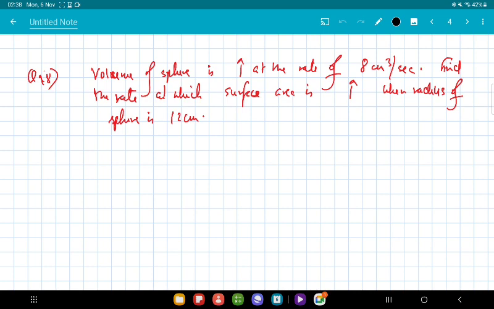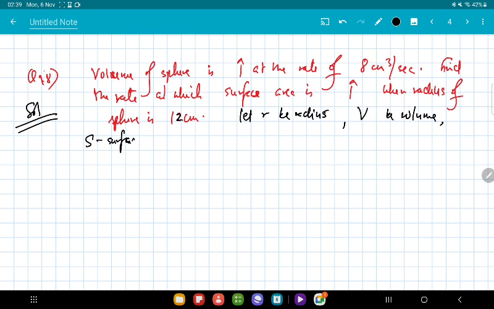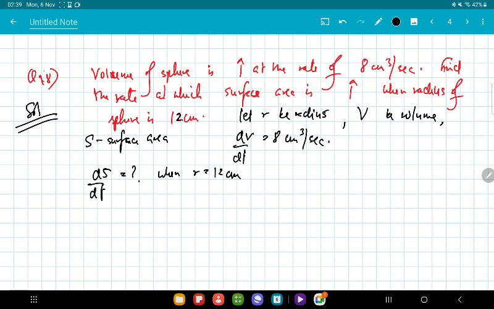Next question. They are saying the volume of a sphere is increasing at the rate of 8 centimeter cubed per second. Find the rate at which the surface area is increasing when the radius of the sphere is 12 centimeter. That is the question they have given. Let's write down the given part. Let R be the radius so that we won't have any confusion. S is the surface area. In the question they have given dV by dt equal to 8 centimeter cubed per second. They are asking us to find dS by dt when r is equal to 12 centimeter.